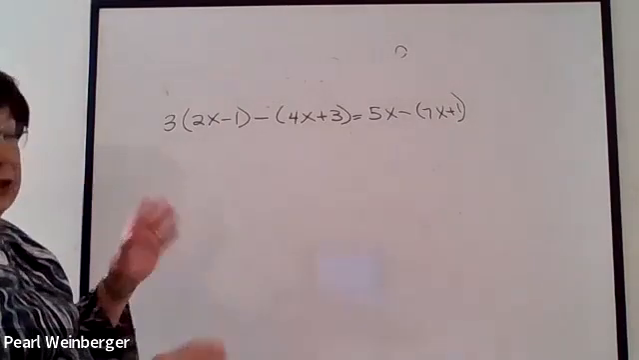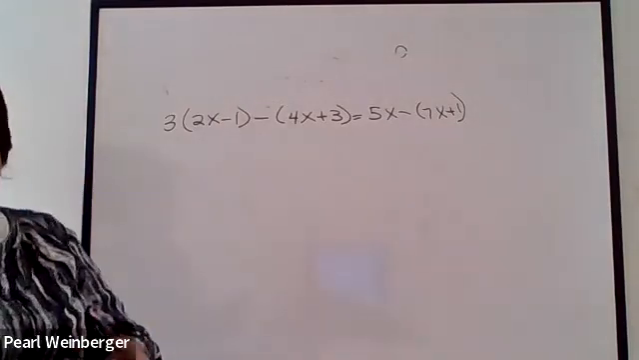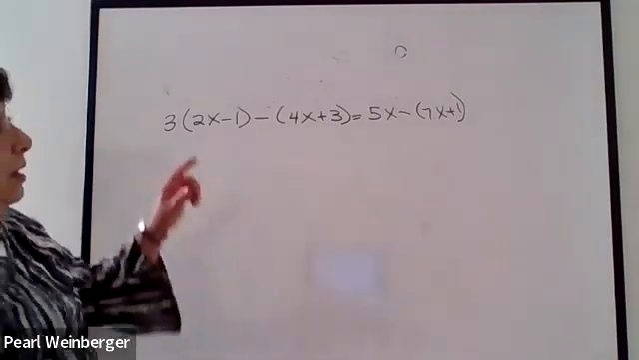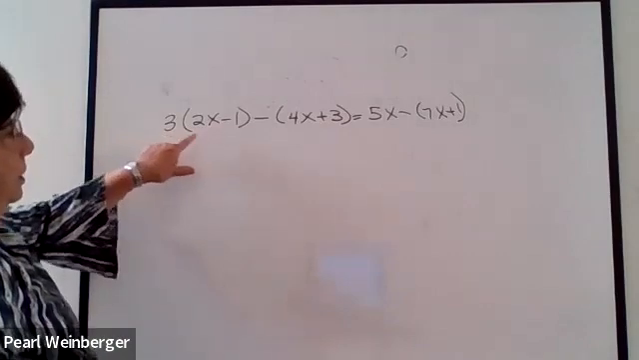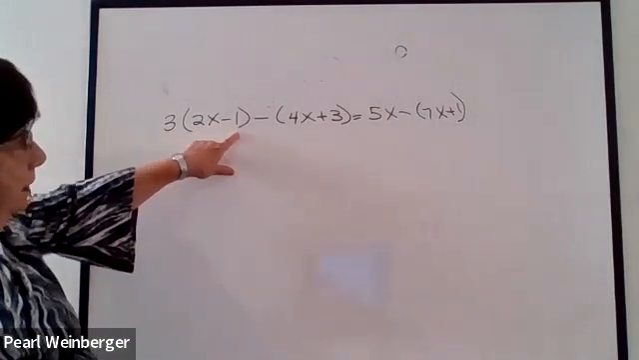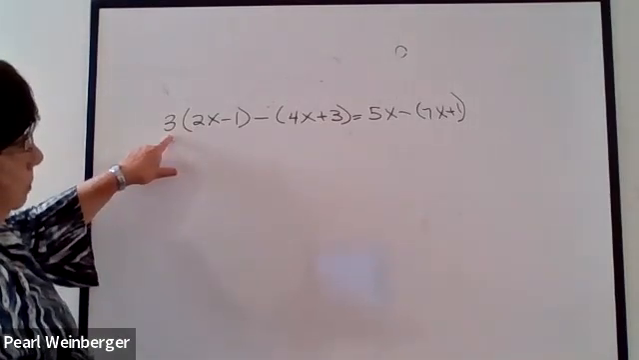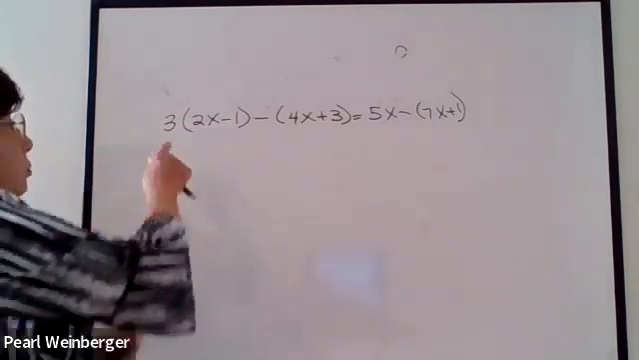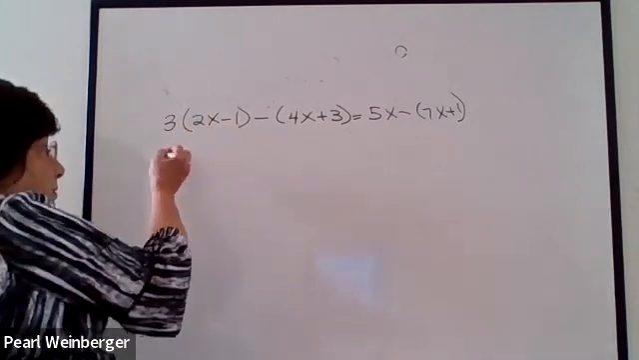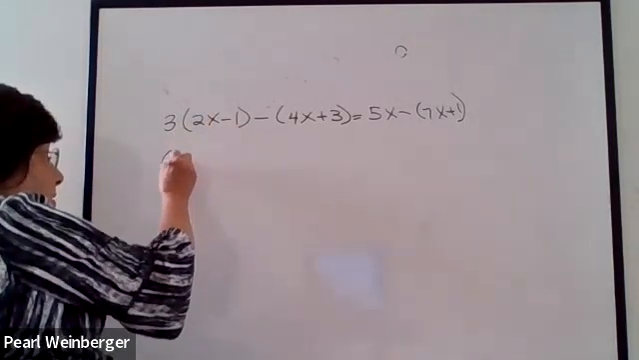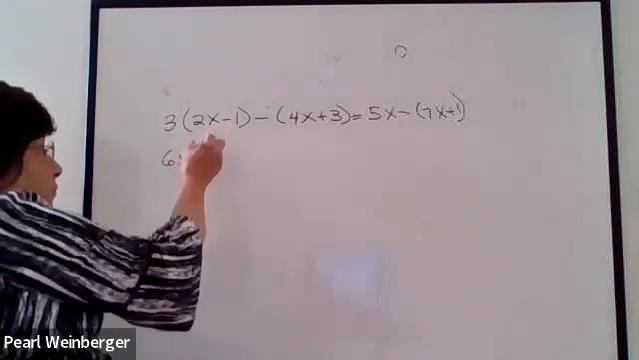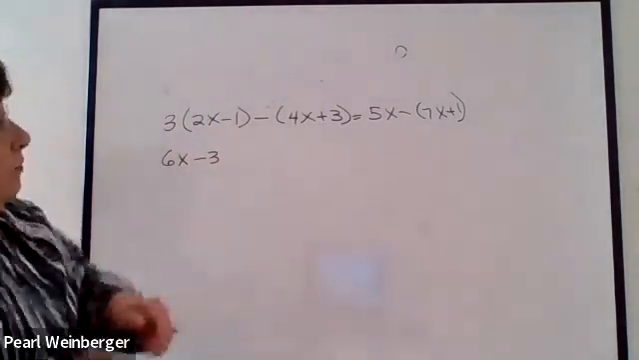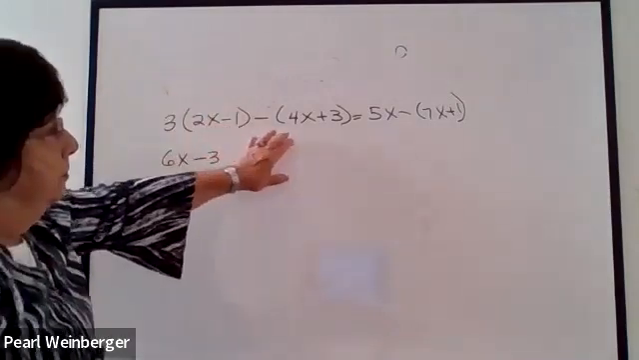Again, the first thing we want to do is remove any parentheses that we see. I see this 3 parentheses 2x minus 1, which means I have to distribute the 3 times each of these. So 3 times 2x is 6x, and 3 times negative 1 is negative 3. That takes care of our first parentheses.